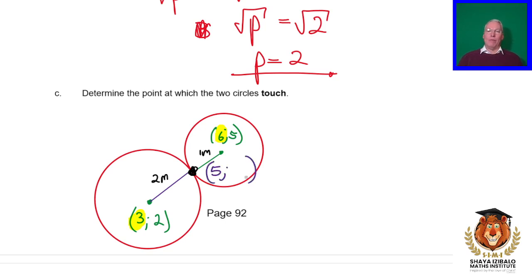Right, we're going to do exactly the same with the y values. The y's have also grown by 3, all right? 1/3 of 3 is 1, so 2/3 of 3 will be 2, and we must add 2 to 2, and we're going to get 4. All right, that point there is the point (5, 4), and it's where the two circles touch.